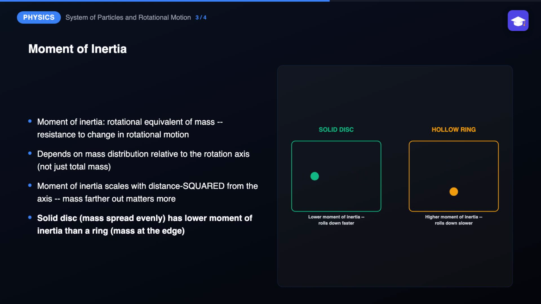This is exactly why a solid disk or ball reliably rolls down an inclined ramp faster than a hollow ring or hoop of the identical mass and radius. The ring's larger moment of inertia means more of the available gravitational potential energy must convert into rotational kinetic energy, leaving comparatively less energy available for translational forward motion down the ramp.